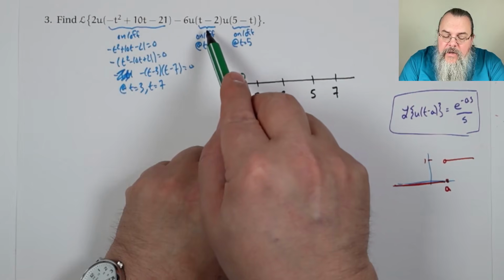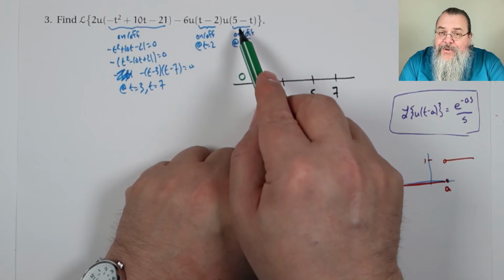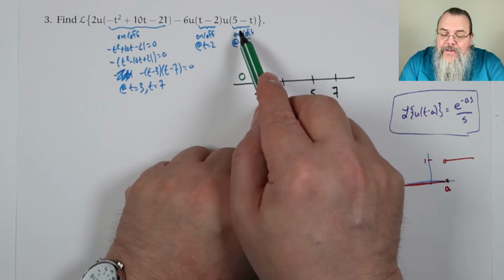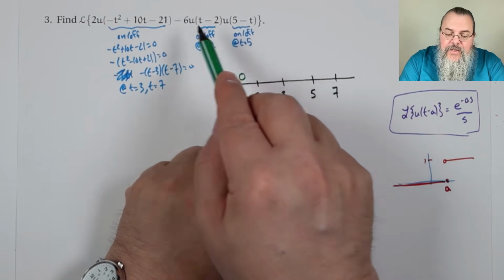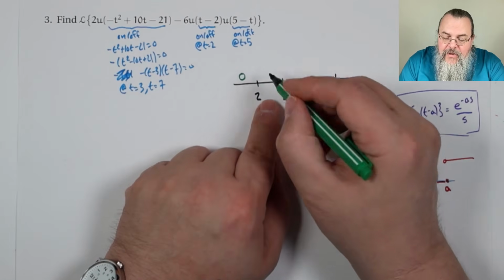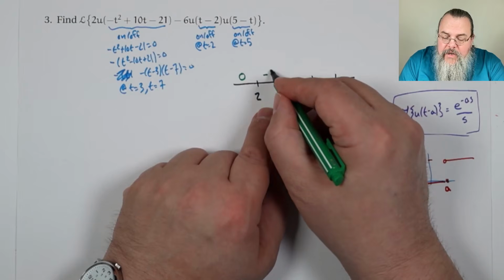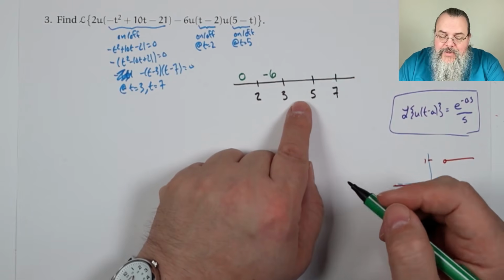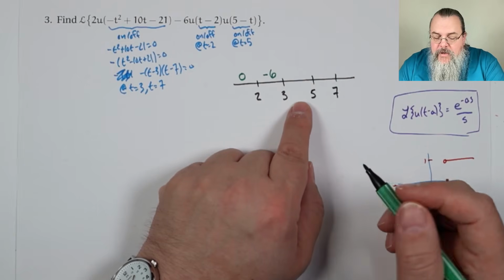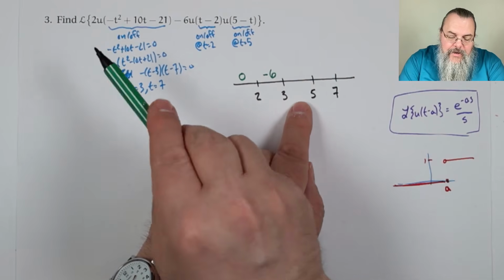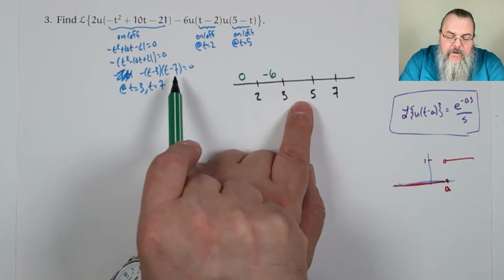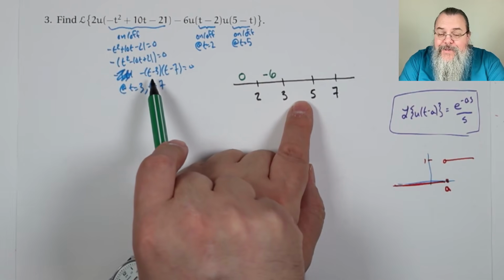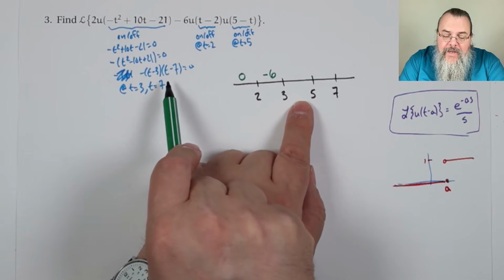Here, 2.5 minus 2, positive, you're on. Here, 5 minus 2.5, positive, you're on. So what's the net contribution? 2 minus 6. So we are minus 6. Between 3 and 5, what's going on? Well, pick a number like 4. Now you can plug in 4, and if you do the factored form, it's pretty easy. 4 minus 3 is positive. 4 minus 7 is negative.